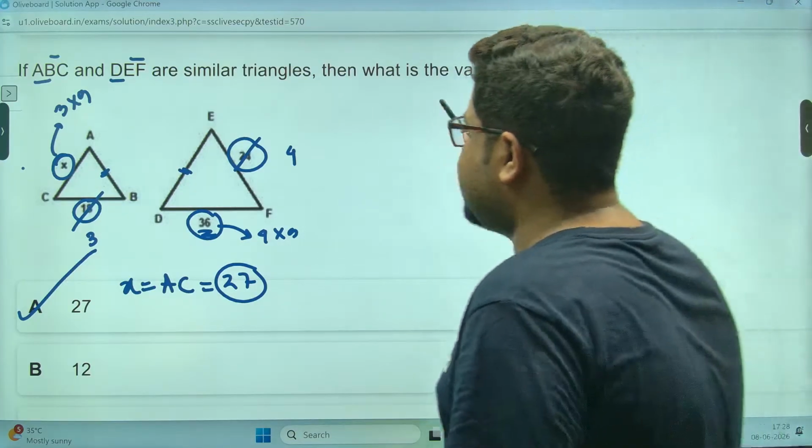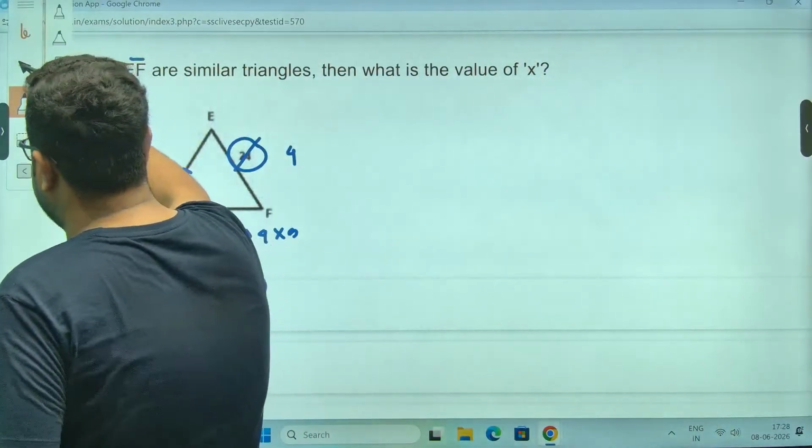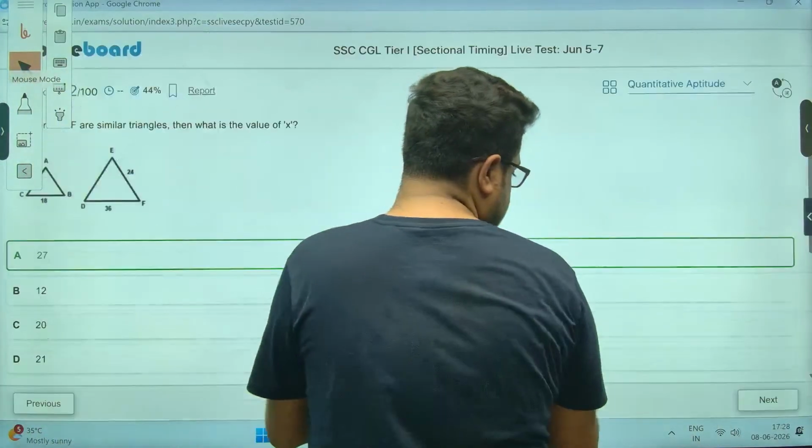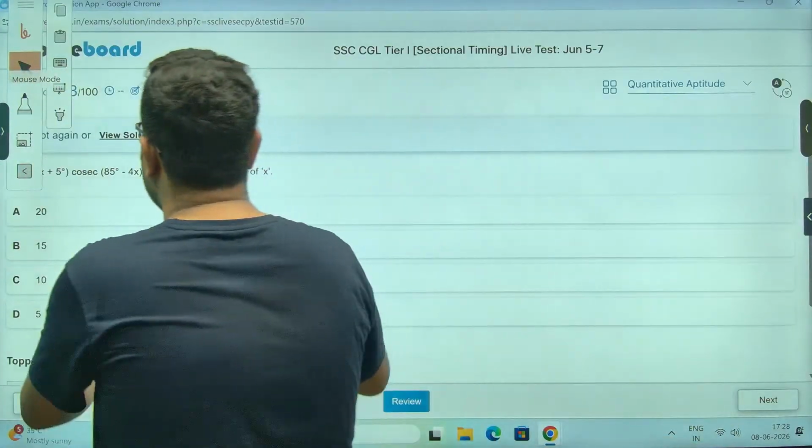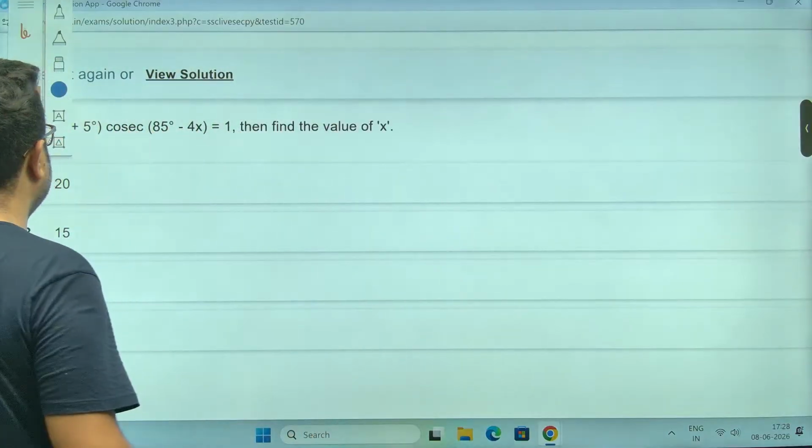Just match the ratio and the sides. Match the ratio and the sides, sir. Nothing else. Next one, please.